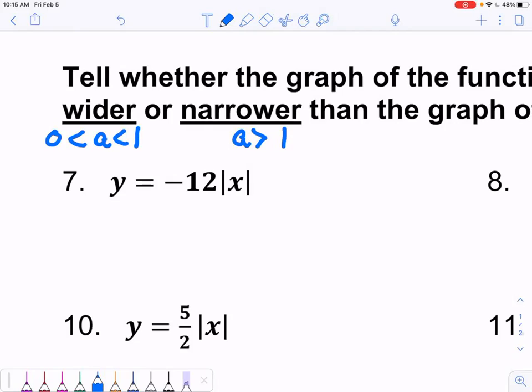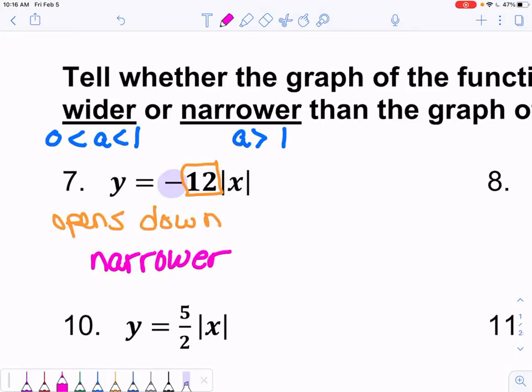So if I look at number 7, there's 2 things. Does it open up or down? Well, it's negative. So Nathan, if it's negative, does it open up or down? Down. So this opens down. The second part is the 12. Is 12 bigger than 1 or between 0 and 1? It's way bigger than 1. 12 is way bigger than 1. So this graph is narrow. Narrower.